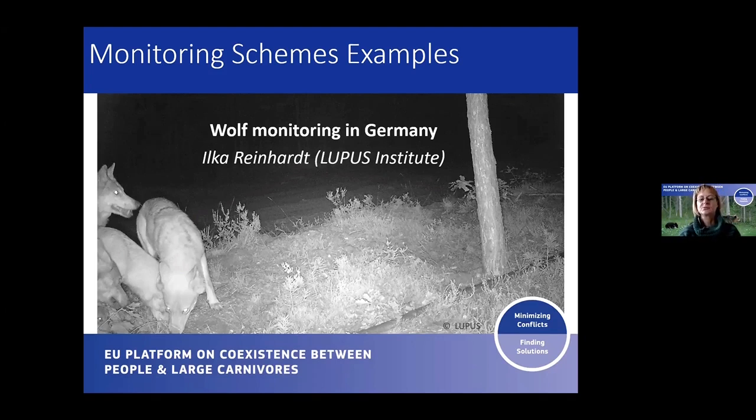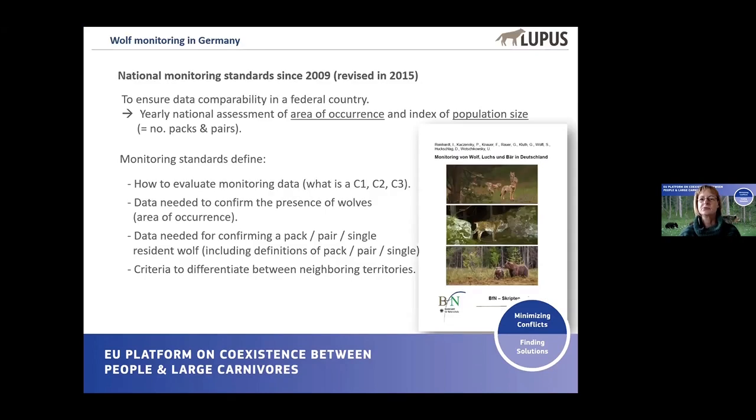So I'm going to present what we do in Germany for the wolf monitoring. The wolf came back to Germany in 2000, before that we had 150 years of no wolf, so no experience with the species. And in 2007, 2008, the wolves began to spread over the country. As Germany is a federal country, we consist of 16 federal states. We then had an urgent need to make sure that the data that are collected in different federal states are comparable.